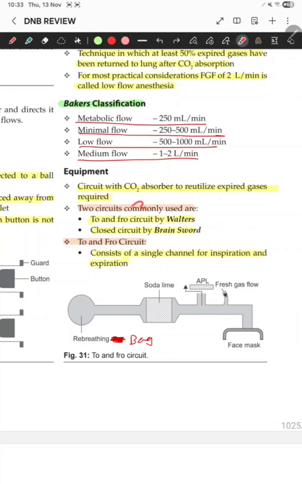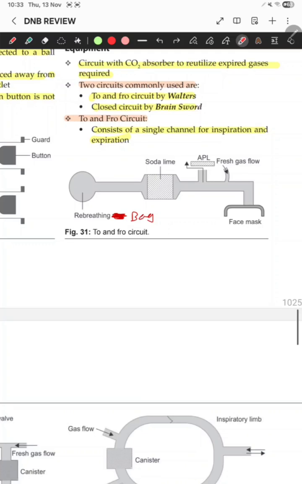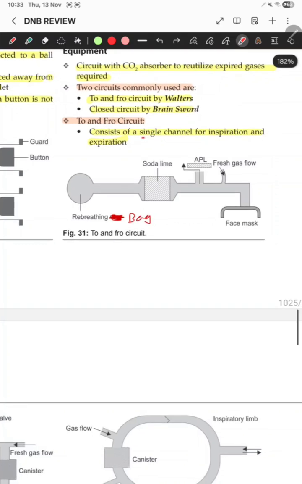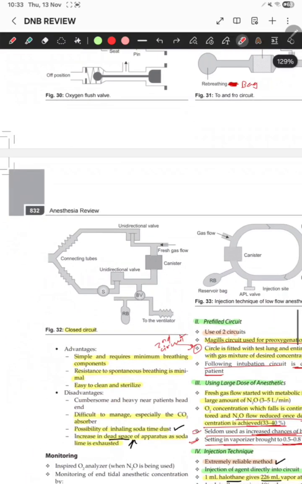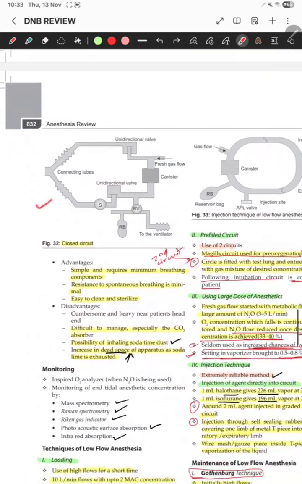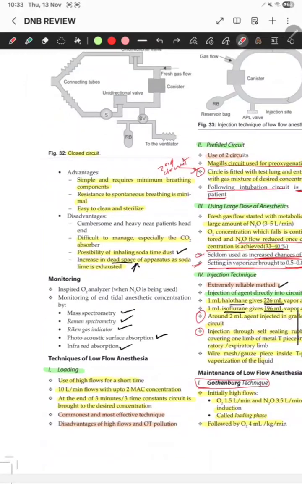Now equipments. A circuit with CO2 absorber will be required to reutilize expired gases. Two circuits commonly used are the to and fro circuit by Waters and the closed circuit by Brainsford. The to and fro circuit will be like this, consisting of a single channel for inspiration and expiration, and this is the closed circuit.